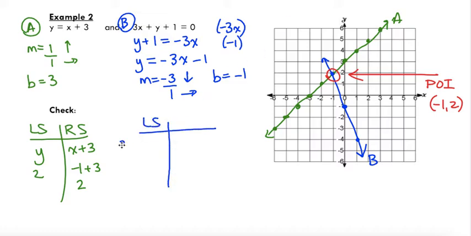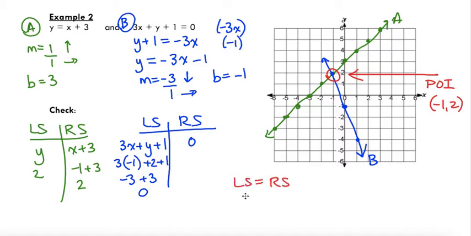So the left side is 3x plus y plus 1, and the right side equals 0. I'm substituting in the values of my x, which is negative 1, remembering to multiply those two together, plus my value for y, which is 2, plus 1. 3 times negative 1 is negative 3, 2 plus 1 is positive 3, and negative 3 plus 3 is 0. So again, my left side equals the right side, so I can write my concluding statement. The left side equals the right side, therefore the point of intersection is negative 1, 2.